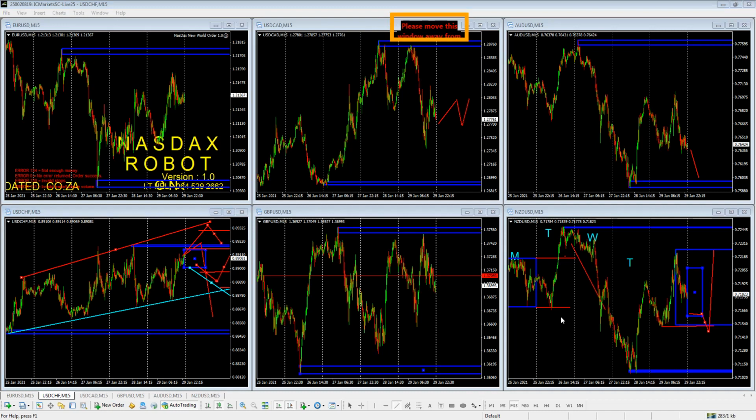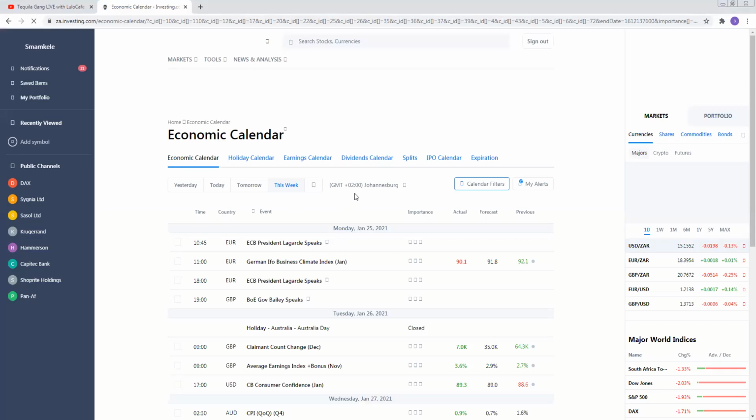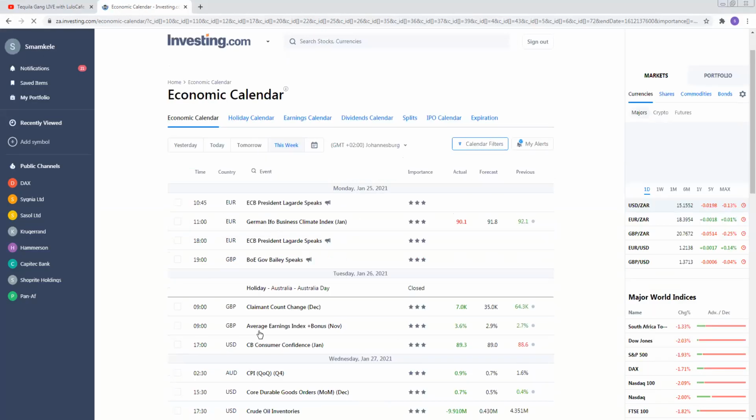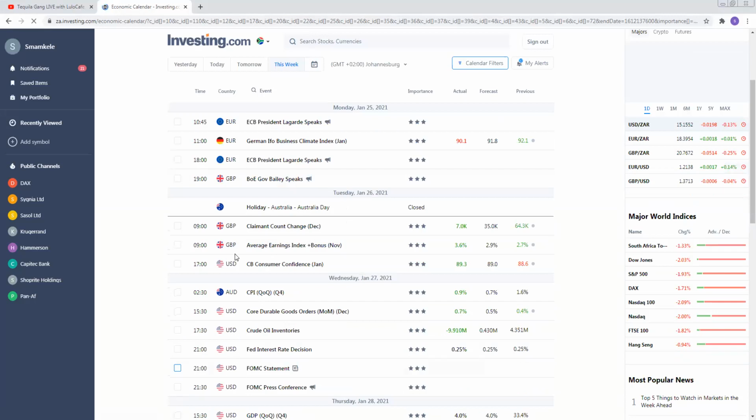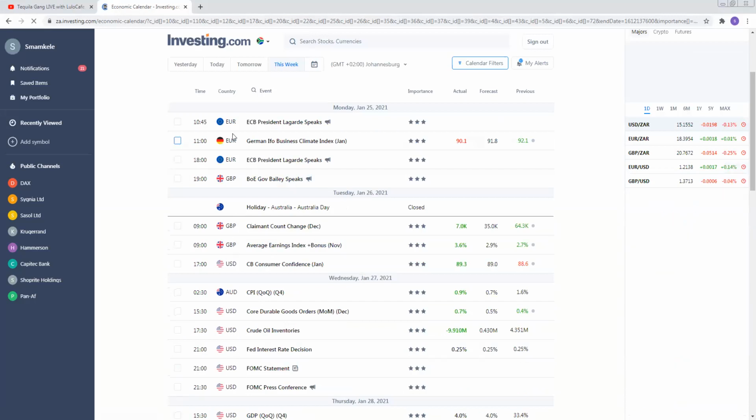So on the calendar, let's see quickly which other news we have here. Okay, it's taking a bit long. But we come to your calendar, you just confirm, okay, for the week you are focusing on USD pairs, but you also have Euro and GBP news for Monday.